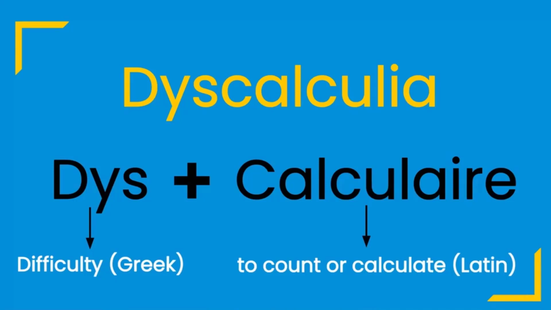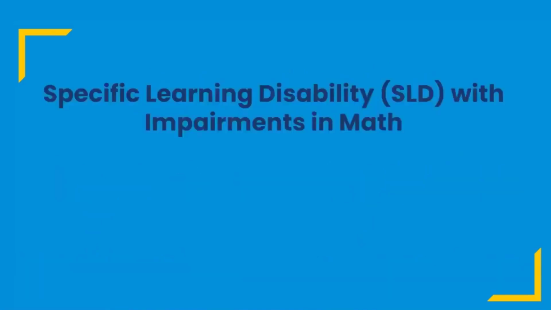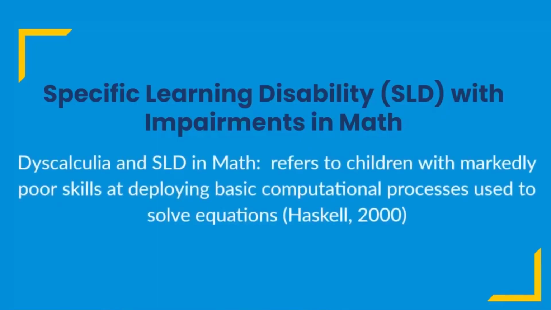Another common term you may have heard of, and one that's in the DSM-5. The DSM-5 is what we use to diagnose a child that's having an issue, but it's called the Specific Learning Disability, SLD, with impairments in math. Isn't that a mouthful? The DSM-5 implies that dyscalculia and SLD in math are synonymous, and there is variance of severity from mild to moderate to severe. Dyscalculia and SLD in math refers to children who have markedly poor skills at developing those basic computational processes used to solve equations. Like, that's all a mouthful. It just means they struggle big time with many aspects of mathematics.